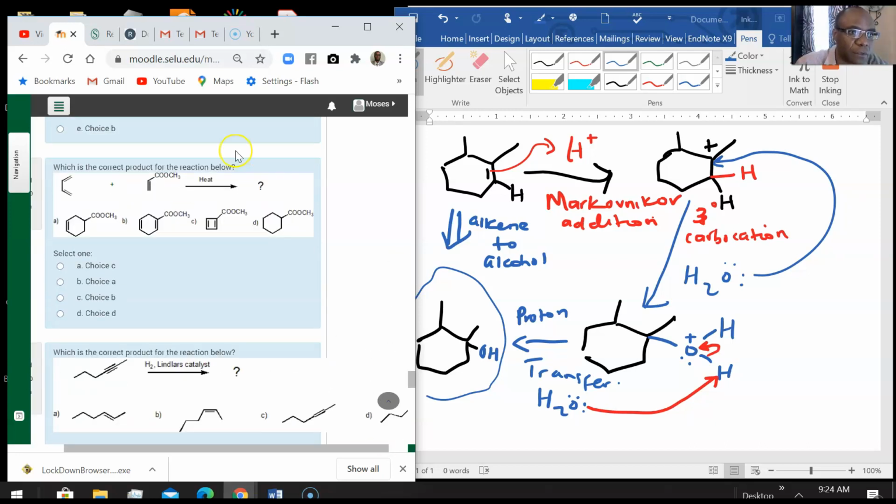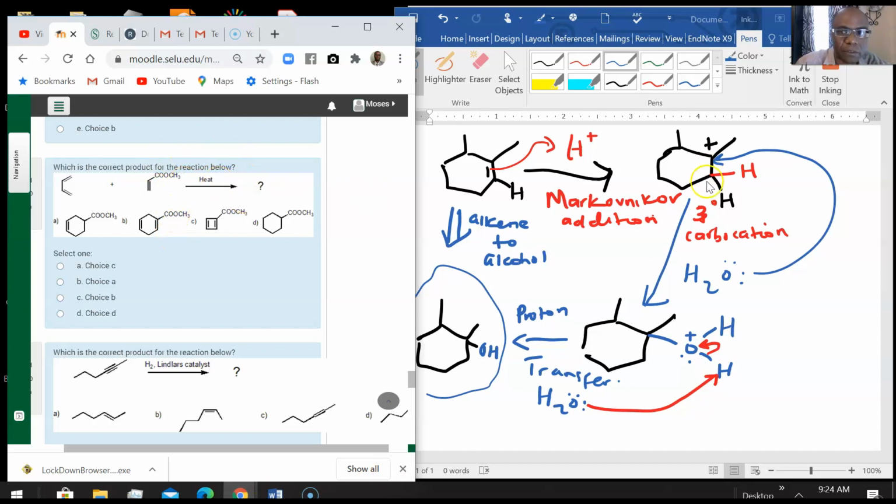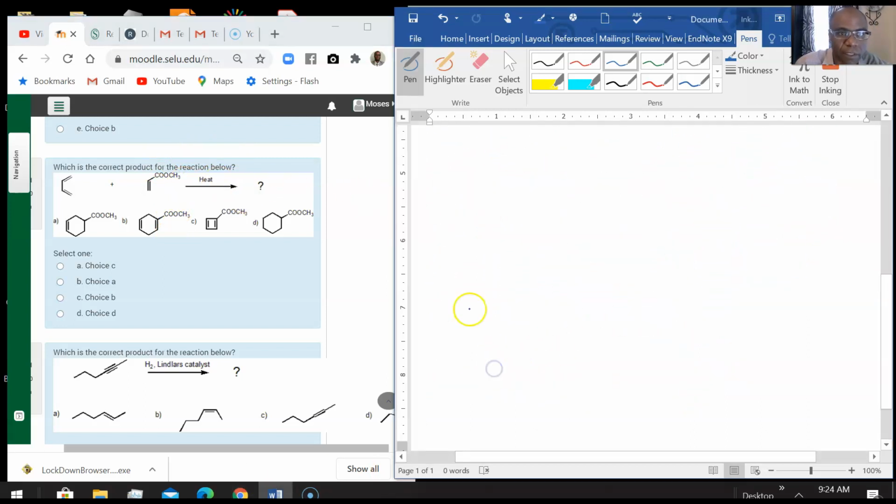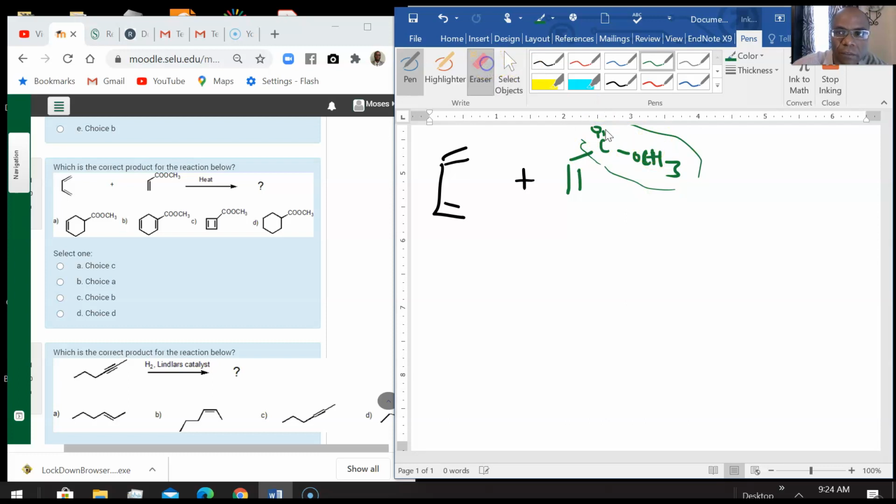Alright, which is the correct product of the reaction below? This reaction is called Diels-Alder. It's a 4+2 cycloaddition. We said the dienophile is electron deficient. It's going to have electron withdrawing groups. Obviously this is an ester. Right here, that's an ester functional group. Esters are electron withdrawing groups because of the presence of a carbonyl. We said that during lecture.